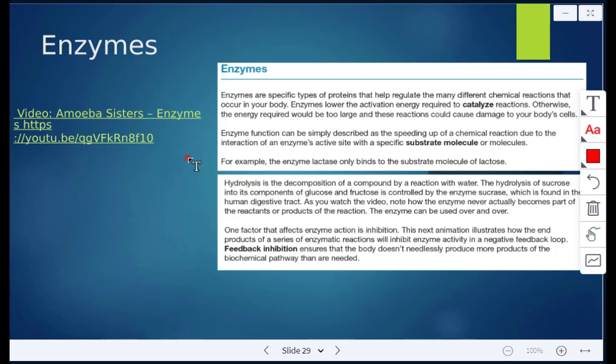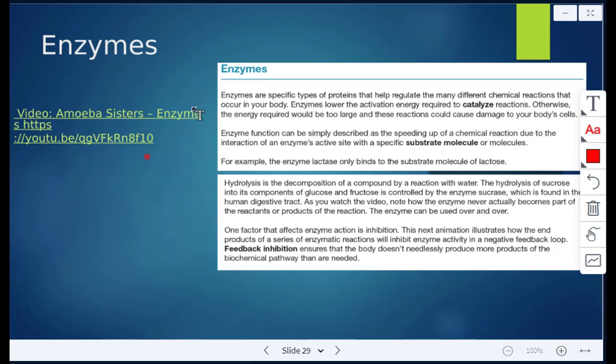For example, if we're looking at the enzyme lactase, it's only going to bind to the substrate molecule of lactose. Hydrolysis, just to review, is the decomposition of a compound by a reaction with water. So the hydrolysis of sucrose into its components of glucose and fructose is controlled by the enzyme sucrase. It's found in the human digestive tract.